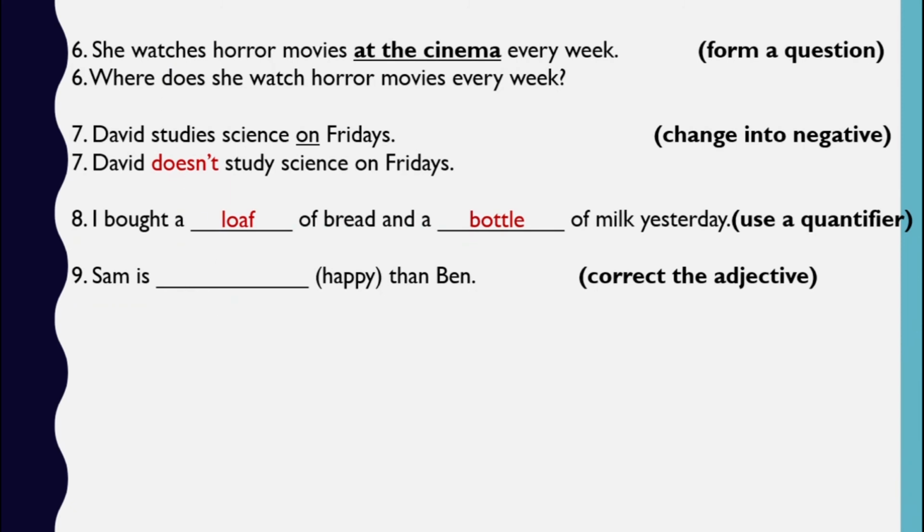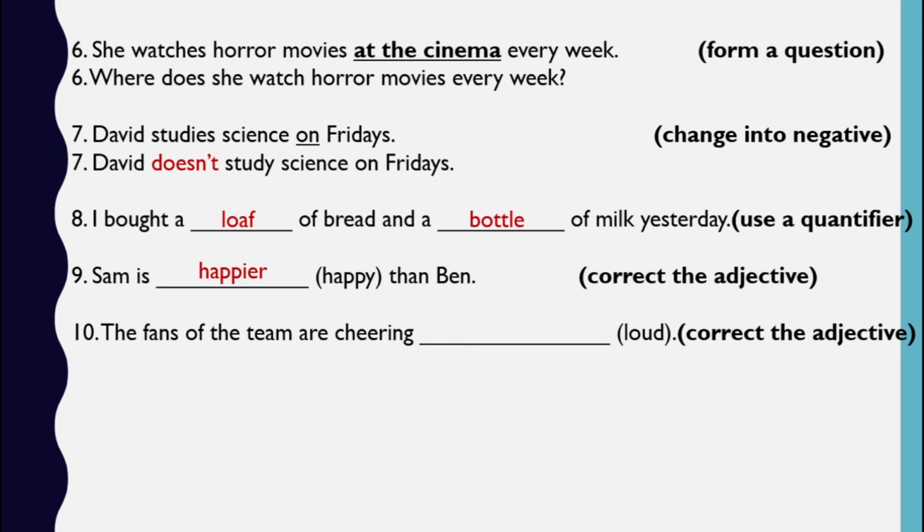Number 9, Sam is happy than Ben. Correct the adjective. This is here a comparative form. How did I know it's a comparative form? Because he is comparing between two things or two people. How can I know if it's an equal comparison or an unequal comparison? We have to look at the sentence. We have the word than, and we said than means that this comparison is not equal. So we have to use the ER plus than rule. Here, the adjective you have is happy. Happy ends with Y, so when you're going to correct the adjective in the comparative form, we have to cross the Y and add IER. Okay.